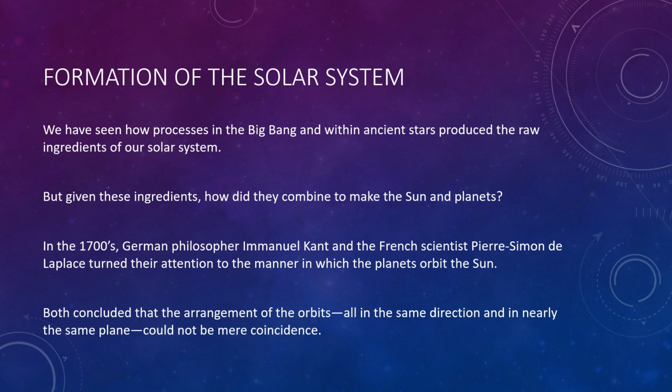The central idea of this model dates back to the 1700s, when the German philosopher Immanuel Kant and the French scientist Pierre-Simon de Laplace turned their attention to the manner in which the planets orbited the sun. Both concluded that the arrangement of the orbits, all in the same direction and in nearly the same plane, could not be a mere coincidence.